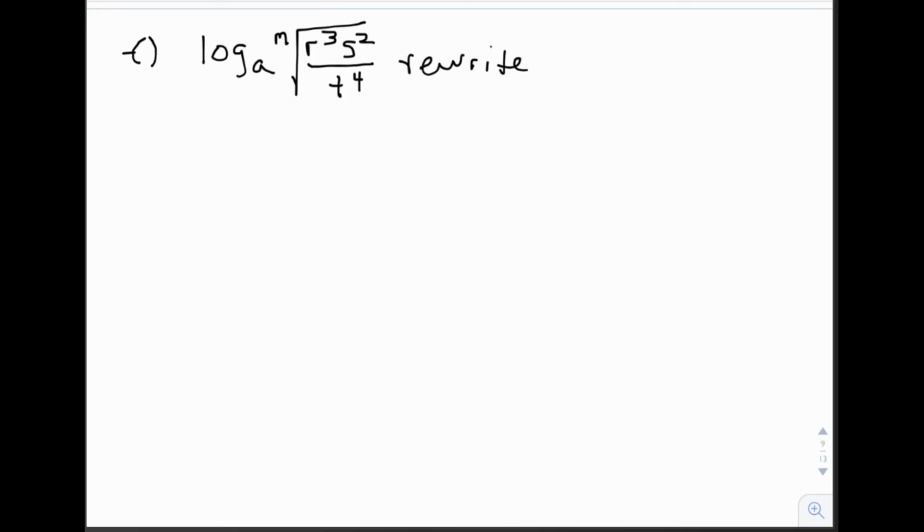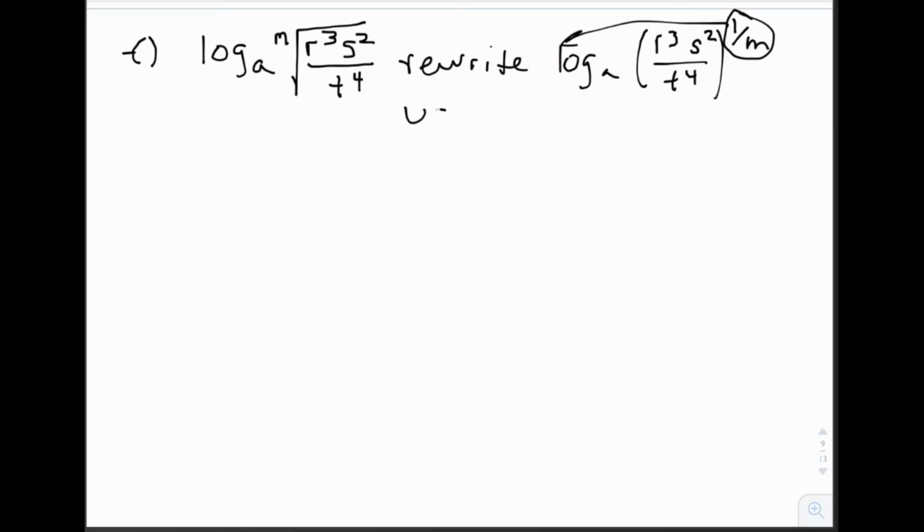So if we rewrite this in our case, we should get a log base a, and then we will have r to the third, s squared divided by t to the fourth, and then that will be raised to the 1 divided by m. So what can we do now? Well, we can go ahead and try to bring this power down into the front using our power property. So use power property.